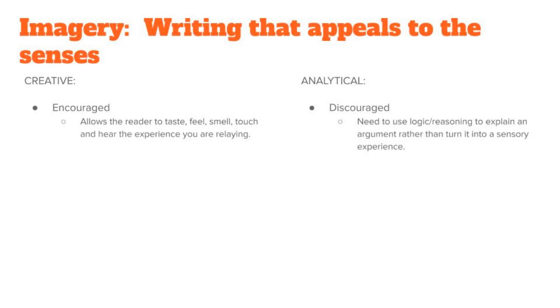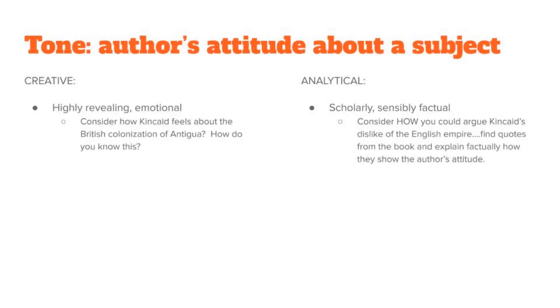Imagery is something that's discouraged in analytical writing. Remember that you're going to need to use logic or reasoning to explain an argument rather than turn it into a sensory experience. Notice that this is the opposite of creative writing where imagery is encouraged. Tone is another element of style where you're going to see a distinct difference between creative and analytical writing. So in creative writing, your tone should be highly revealing and even emotional. However, with analytical writing, you need to be scholarly and sensibly factual.